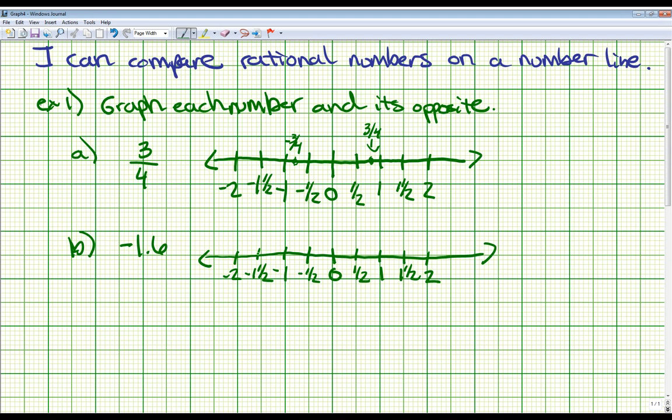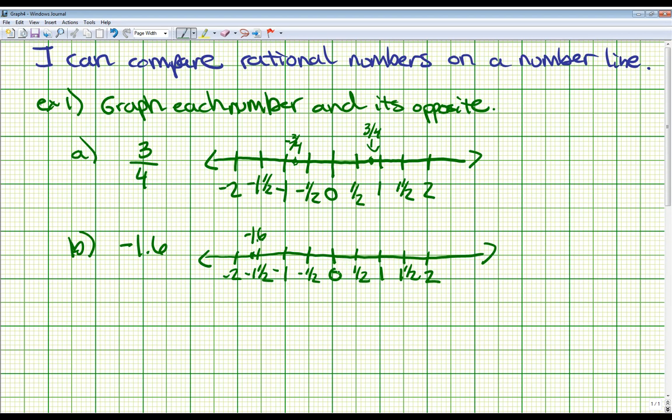Now, I have a negative 1.5 sitting here. 0.6 is going to be just a little bit more than 0.5. So here's 0.5. That would be a half. If I go a little bit further than that, that's going to be my negative 1.6. So I'll make a little dot sitting there, and I'll label it negative 1.6.